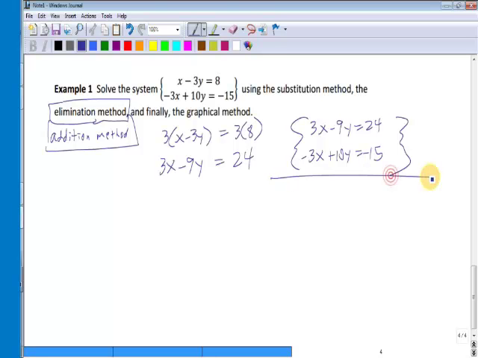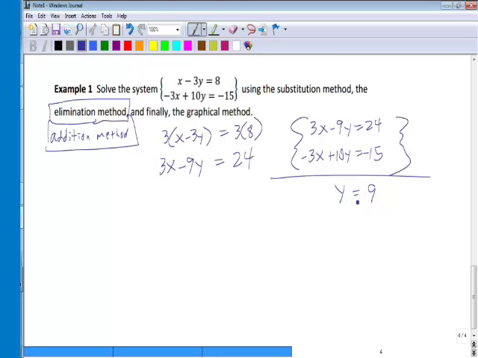We could add the two equations together and get y. The x terms canceled. Negative 9y plus 10y is just y equals 9 again. So we get y equals 9.